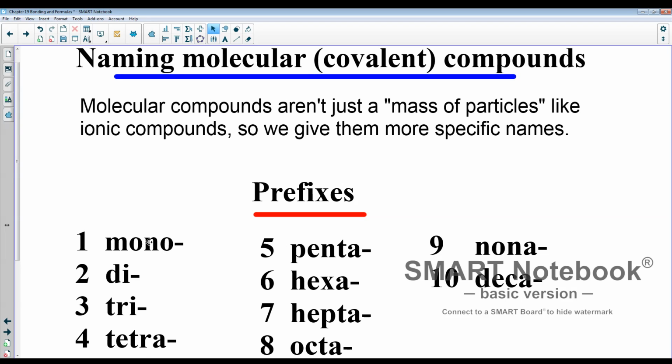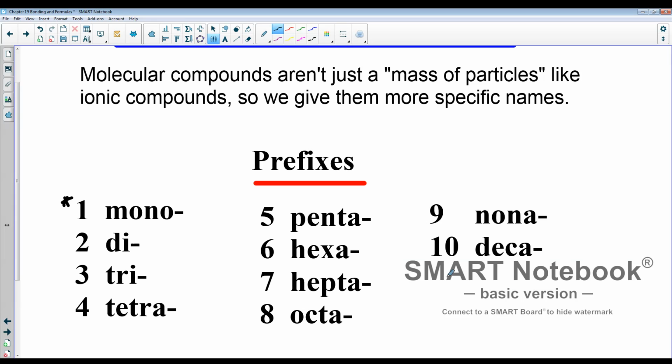So mono would be one, which I should put an asterisk on. Mono we only use in a couple of circumstances. Mono only works if it's on the second element, but for all the rest of them, we always use them: di, tri, tetra, penta, hexa, hepta, octa, nona, deca.